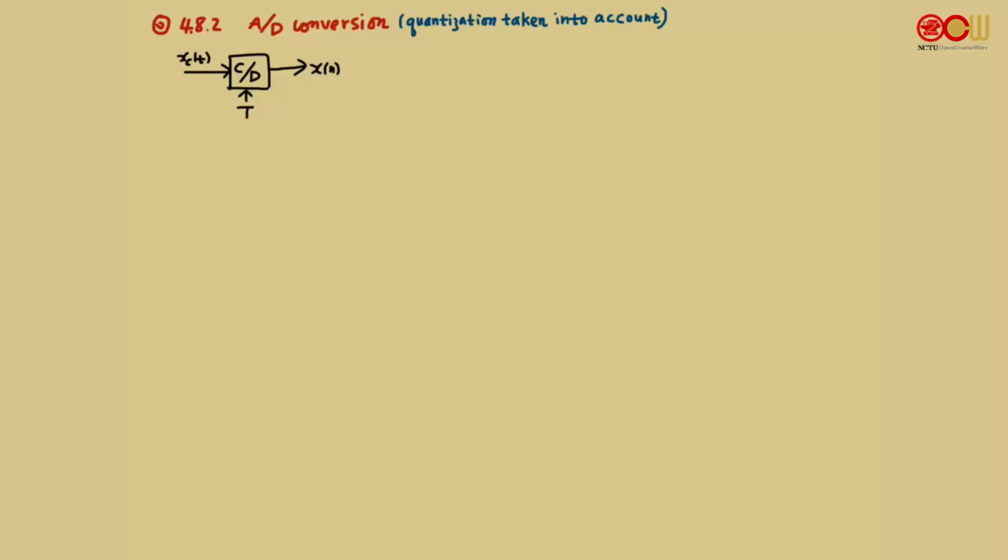Another important issue in sampling is the issue of quantization. What is quantization? In our previous discussion of C to D, we take samples of xc(t), and x[n] is equal to xc(nT). Okay, but after sampling takes place, the samples will be stored in a computer. So how would the samples stored in the computer be exactly the same as xc(nT)? Can we store these numbers exactly in the computer?